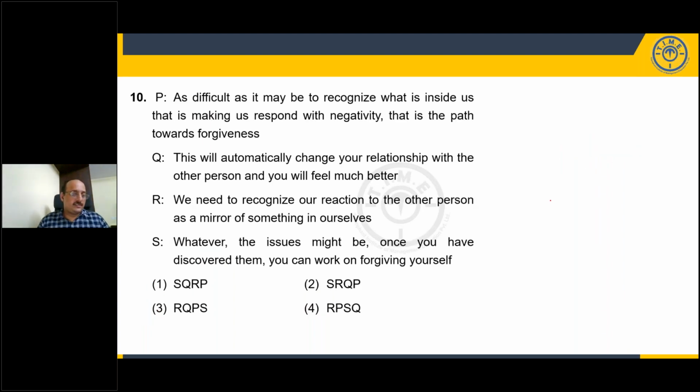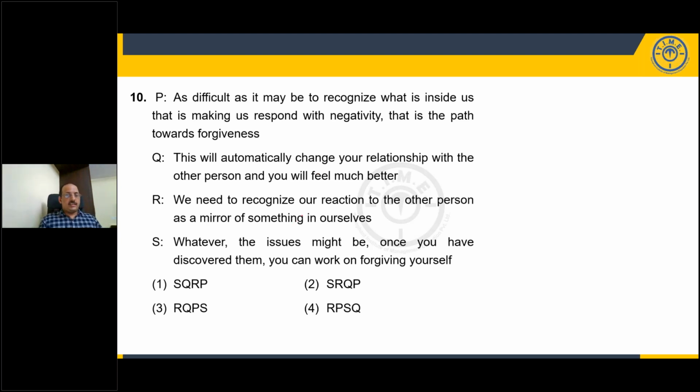Now let's try the 10th one. As difficult as it may be to recognize what is inside us that is making us respond with negativity, that is the path towards forgiveness. So while it's very difficult for us to identify what it is that makes us respond in a negative manner, that is how we can finally forgive ourselves. This will automatically change our relationship with the other person and you will feel much better. So something that you do will make you feel better.